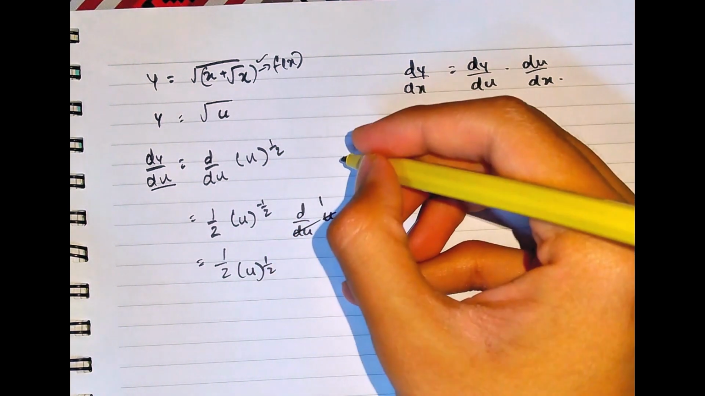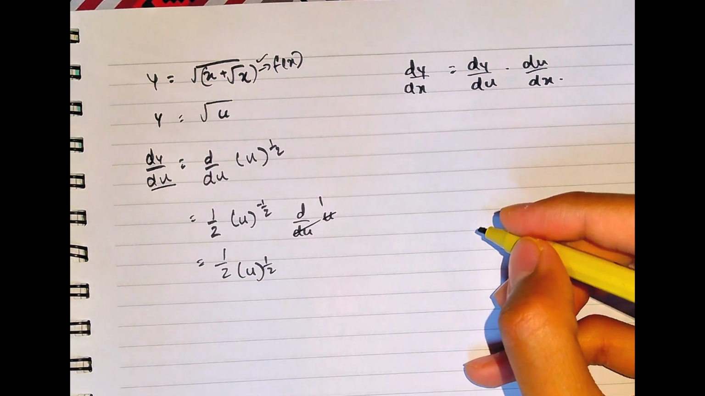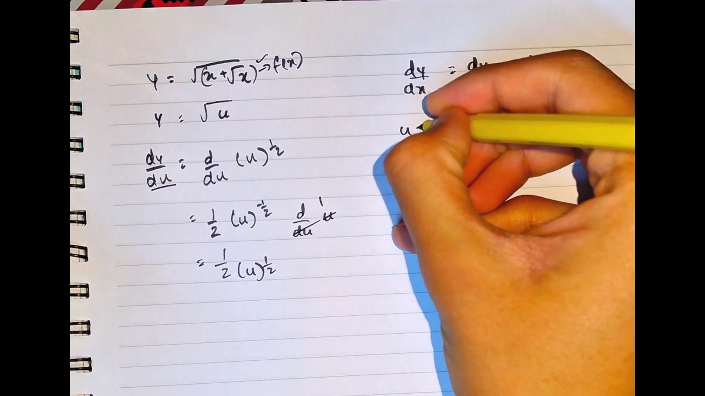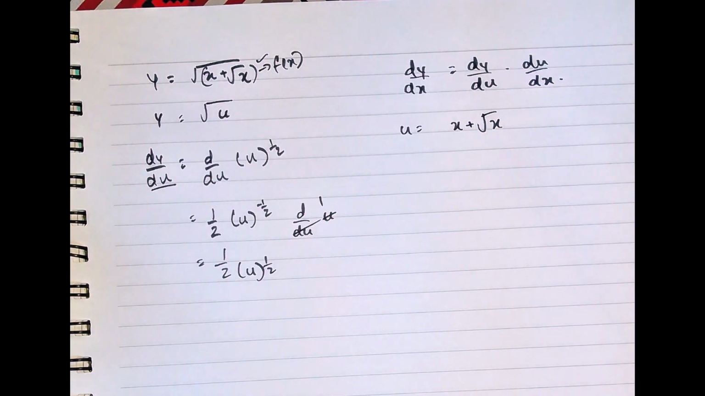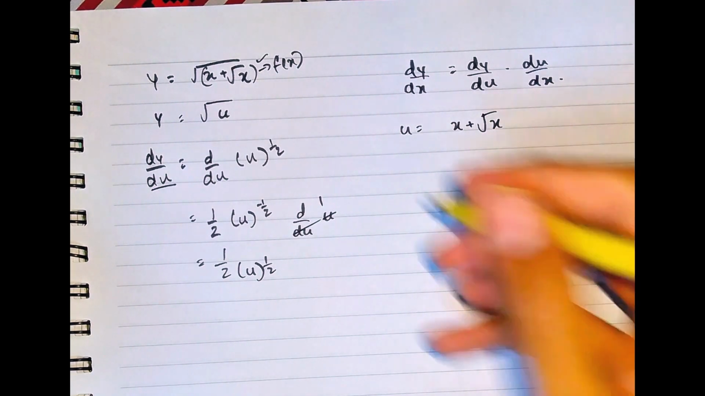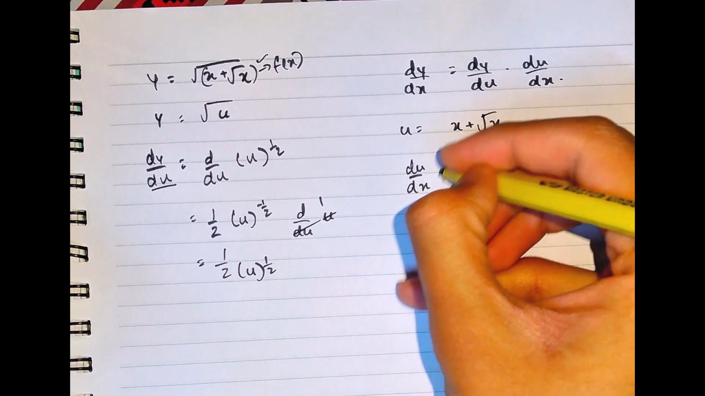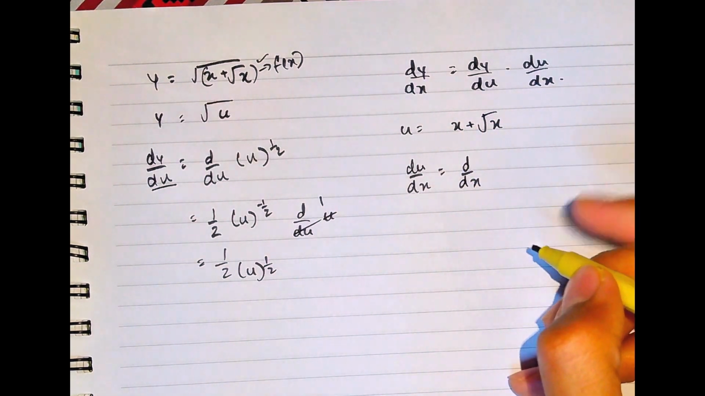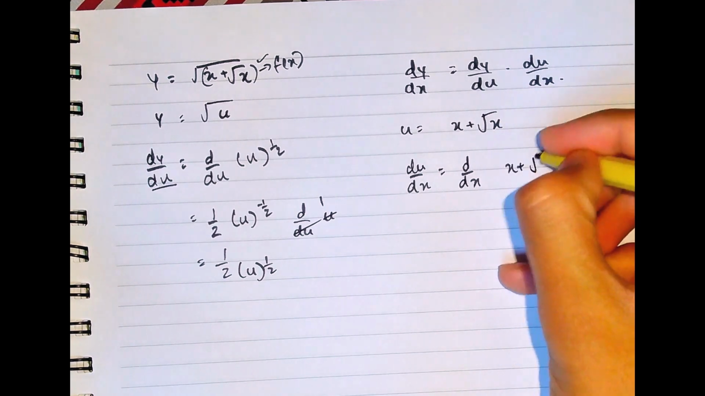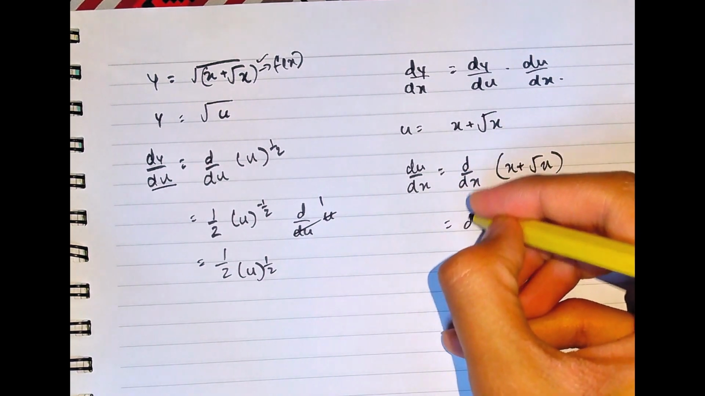Now let's see, we have du/dx. What is u? u is equal to x plus root x. So now we have to find the derivative of u with respect to x. So du/dx, and again the thing which is present in the denominator of the differential is present on the left hand side of the equation. So that's d/dx of x plus root x.